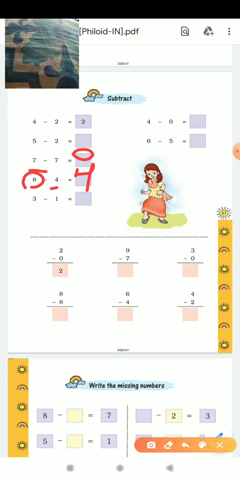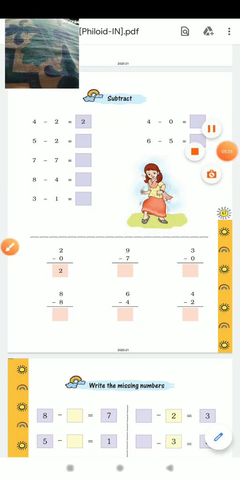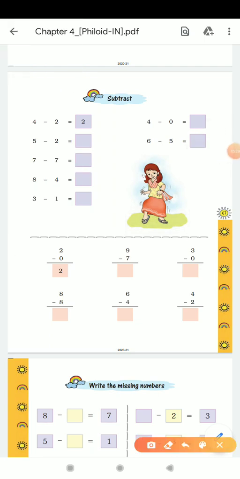The number given in the second place is smaller. We have to start counting from the next number up to the first number. Okay, so 5 minus 2 is equal to 3, 7 minus 7 is equal to 0, 8 minus 4 is equal to 4, 3 minus 1 is equal to 2, and 4 minus 0 is equal to 4, 6 minus 5 is equal to 1.